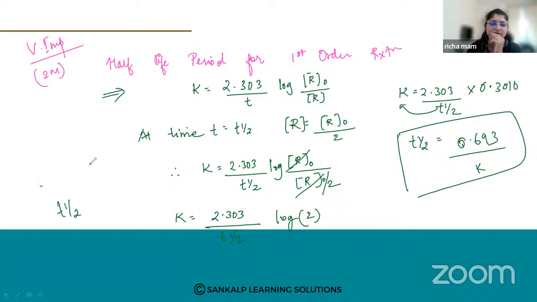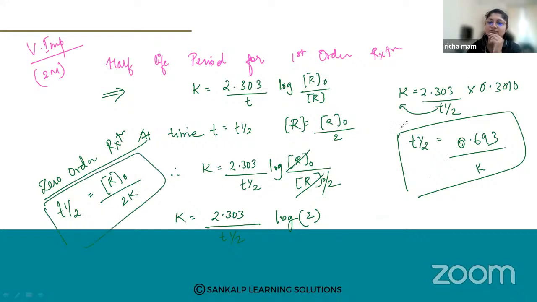So these formulas you also need to know for T half of zero order. So what is the zero order reaction? For zero order, T half is equal to R naught by 2K. And this is for first order. But mostly the questions, the problems and the derivation, will be asked from the first order reaction.